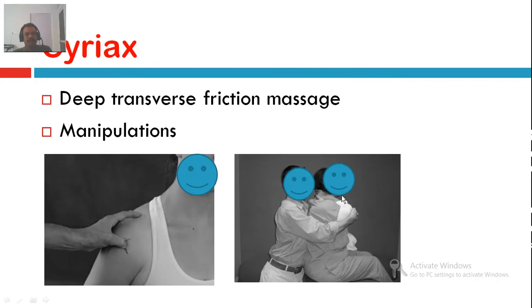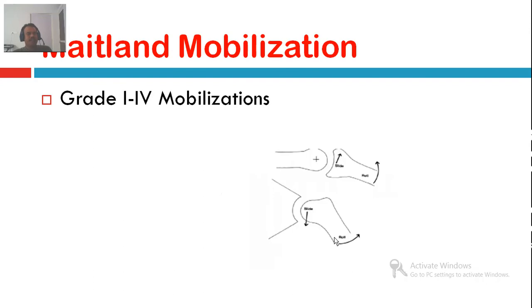The Cyriax methods of mobilization and manipulation, as well as deep transverse friction, including the grade 5 mobilization, otherwise a thrust manipulation. Maybe in some other video I'll show you all the shoulder manipulation techniques, that is grade 5. For mobilization, you have options right from 1 to 4, otherwise 1 to 5 also. I usually say that grade 1 and 2 is for pain, 3 and 4 is for stiffness, and grade 5 is for CM, that is chronic and minimal restriction.